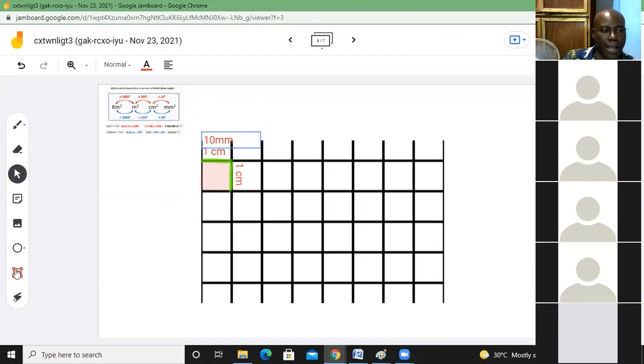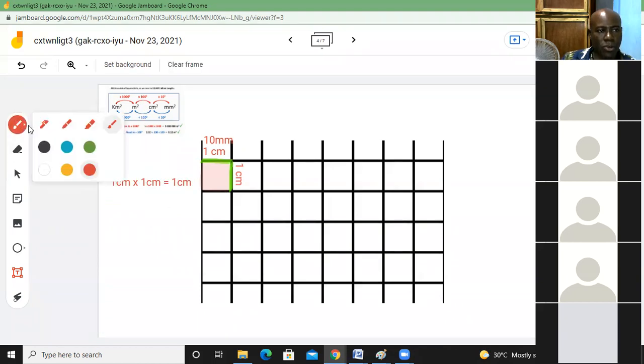Watch this. Let me write something. I'm just showing you 10 millimeter square. One times one, we end up with one cm to the second power. There is something I'm going to show you. Let me write the power here first. Hold on, give me a minute. Everybody see that? One times one is one, and this is called one cm, or one square cm, this box.